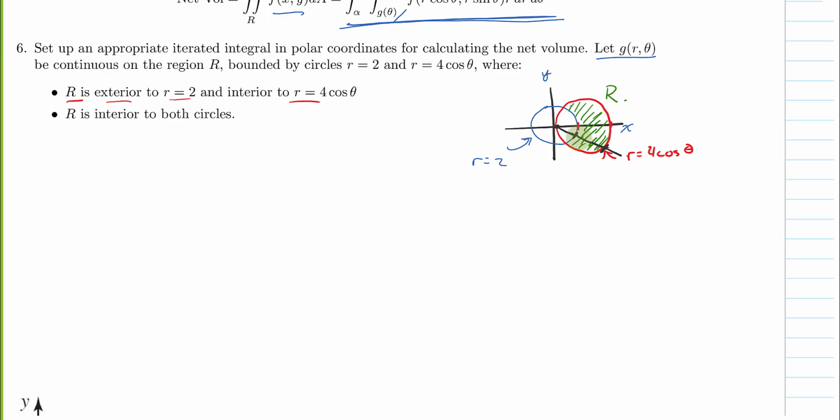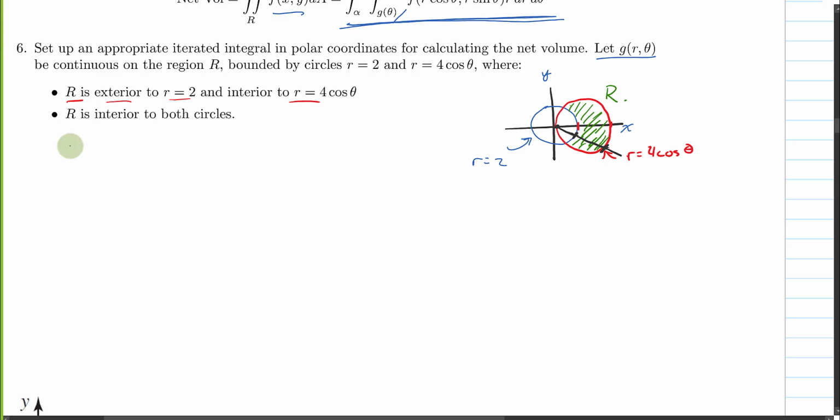Okay, so let's go ahead and set this up. Our double integral over R of g of r, theta dA is going to be the double integral where we sweep these radial arms, starting at one theta value and stopping when we get to this theta value right here. Does that make sense? Do you guys want to see that a little more in depth?